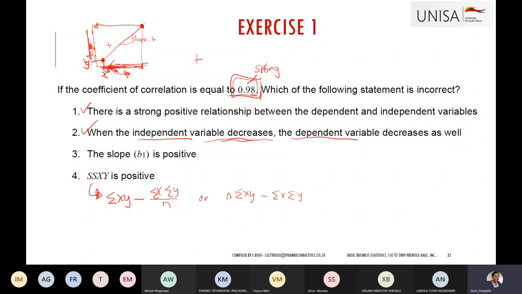My slope is positive. Knowing the sign in front of my regression line, if my sign is positive, therefore my slope also will be positive. Is SSxy positive? I won't know whether SSxy is positive, because I will need to calculate this to know whether I get a negative answer or a positive answer. Maybe it's negative or it's positive. I would not know, so I would have chosen number four as the incorrect one.